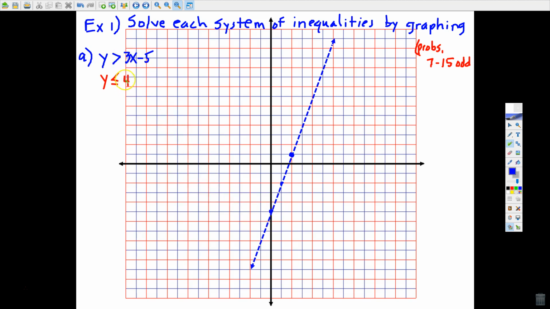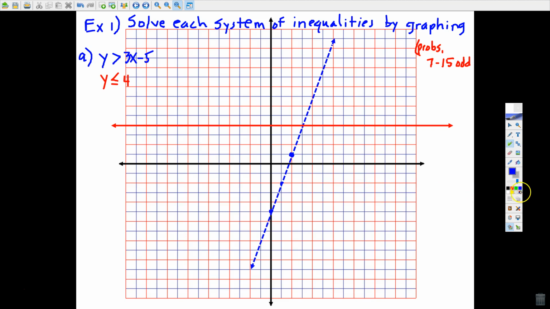Okay, so let's draw the boundary line y equals 4. And hopefully you remember that that's horizontal. It's going to be solid. It crosses the y-axis at 4, and less than indicates below the line. And now I'm going to do the shading.